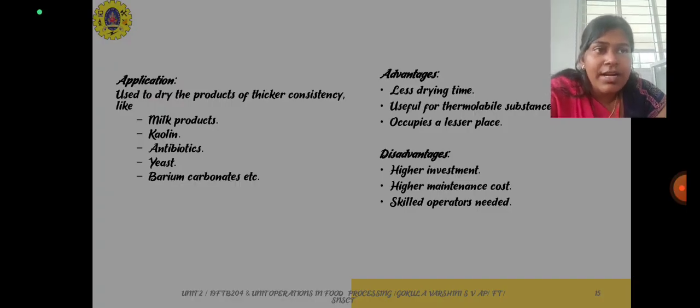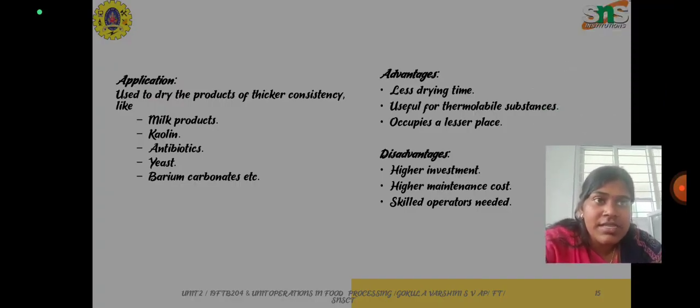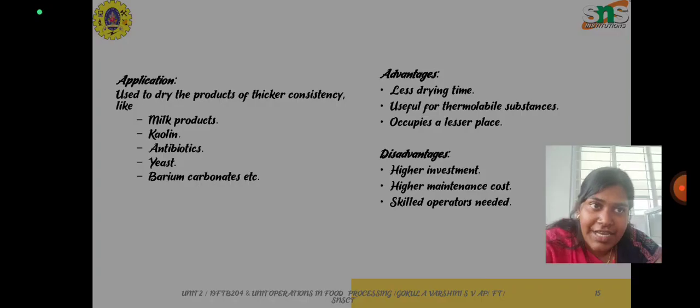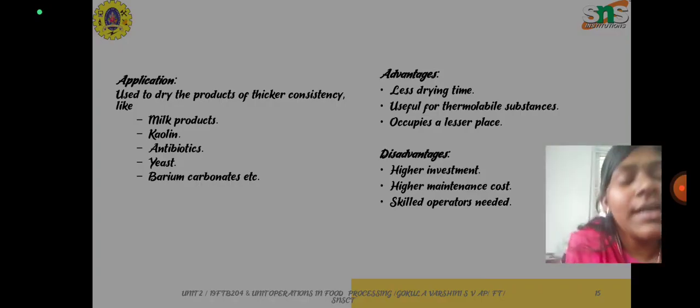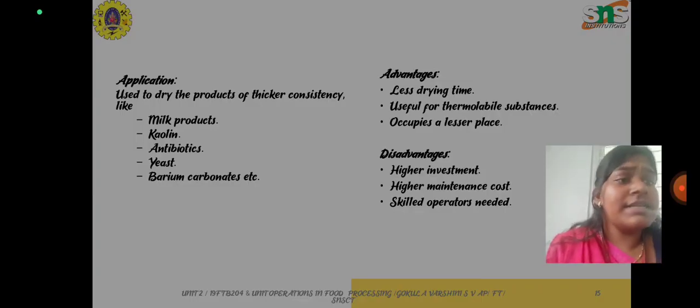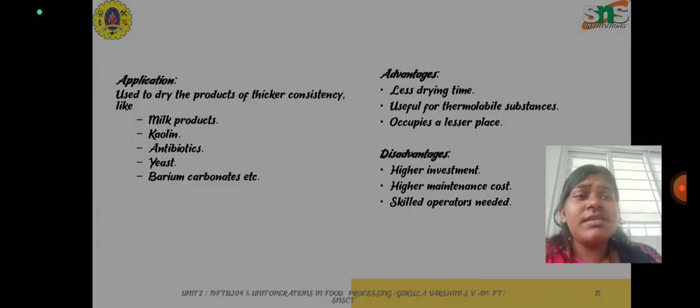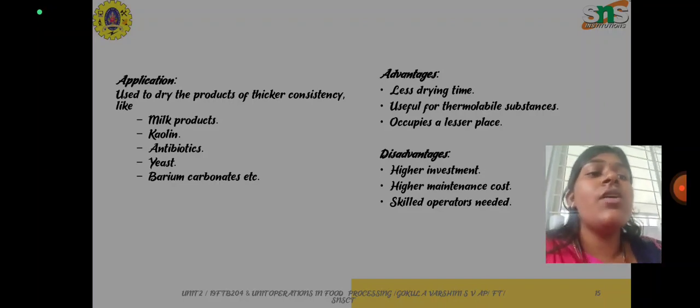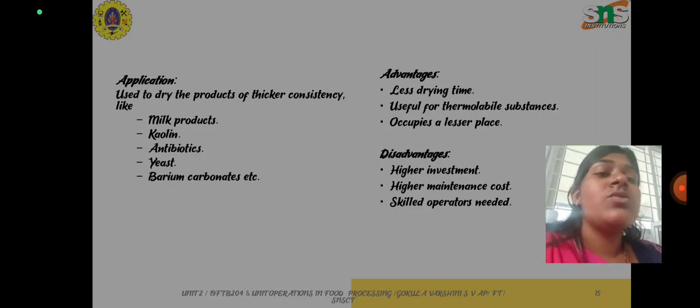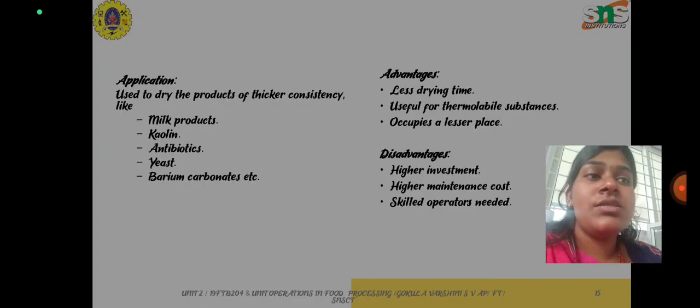And what are the advantages of this? First, it needs less time for drying, it is useful for thermolabile substances, and it occupies lesser space. So what are the disadvantages? The disadvantages include higher investment, higher maintenance cost, and skilled operators are needed. So these are the advantages and disadvantages.